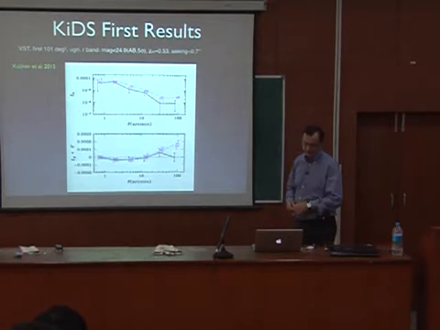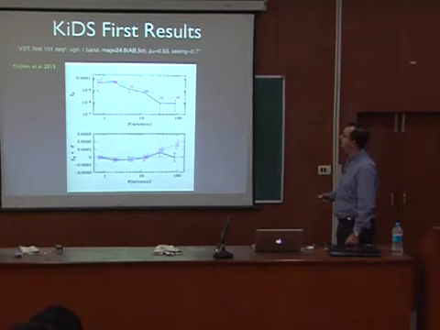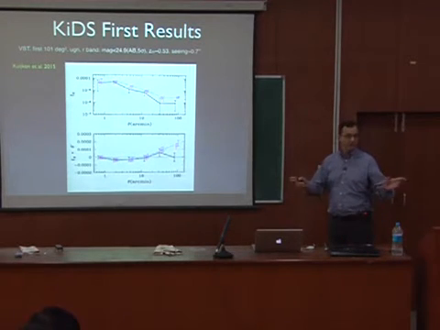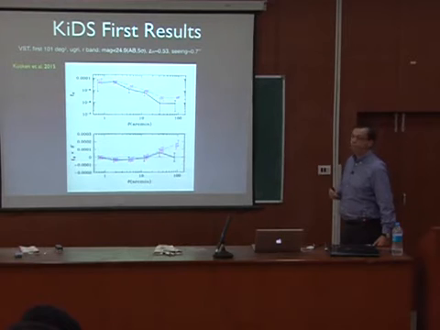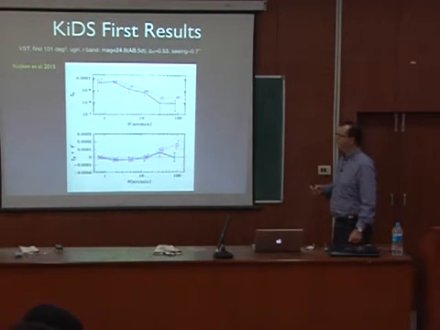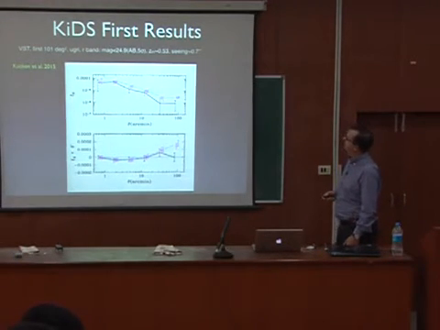So first, the KiDS survey. This is done with the VST telescope in Chile. This is the first 100 square degrees of the survey, which will eventually cover over 1,000 square degrees. I can't remember the exact number. I think it's 1,500, but I might be wrong. But it's certainly much larger than this.